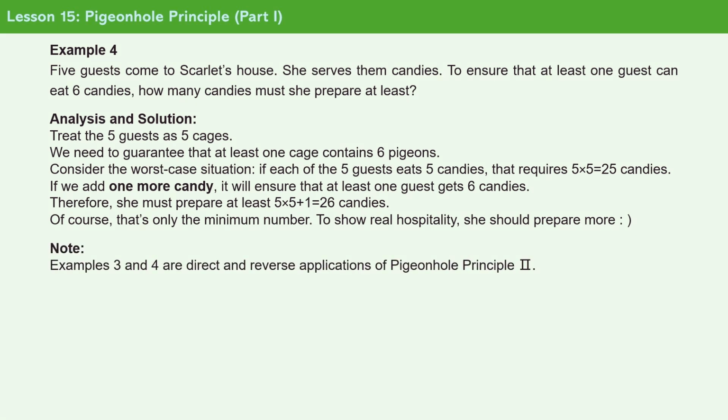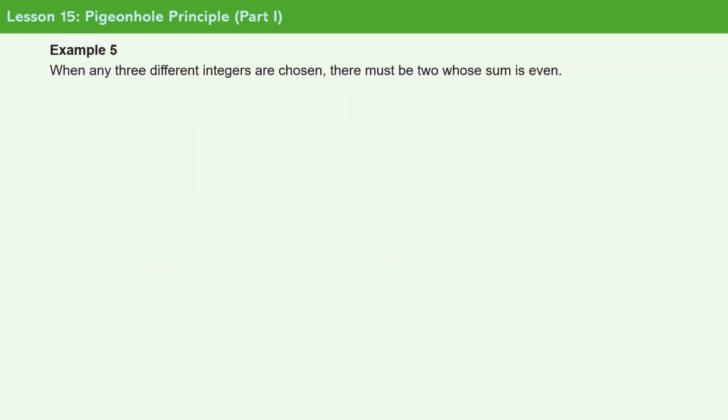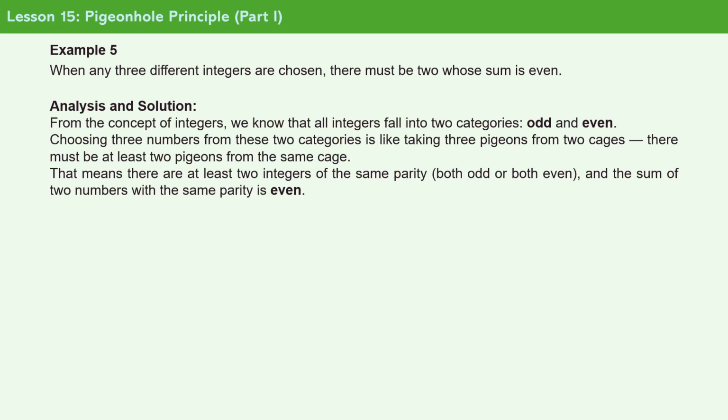Examples 3 and 4 are direct and reverse applications of Pigeonhole Principle 2. Example 5: when any 3 different integers are chosen, there must be 2 whose sum is even. From the concept of integers, we know that all integers fall into 2 categories, odd and even. Choosing 3 numbers from these 2 categories is like taking 3 pigeons from 2 cages. There must be at least 2 pigeons from the same cage. That means there are at least 2 integers of the same parity, and the sum of 2 numbers with the same parity is even.